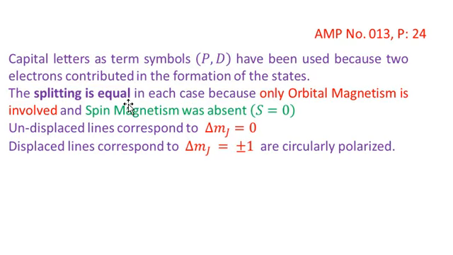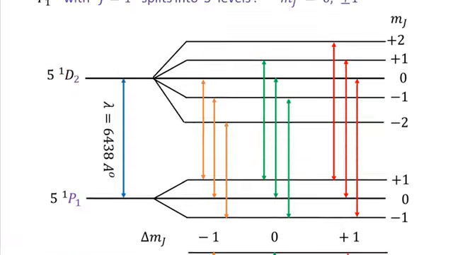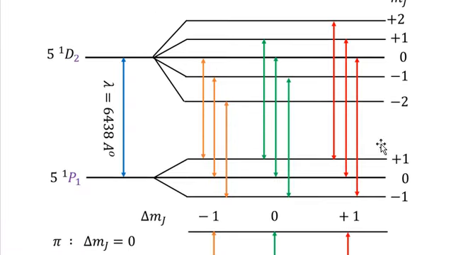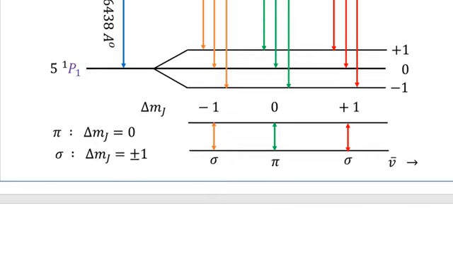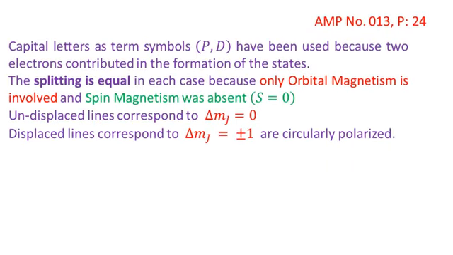Now the splitting is equal in each case because only orbital magnetism is involved and spin magnetism was absent. If someone asks you why the separation between the splittings is constant, the reason is that we are dealing only with the pure orbital magnetism case. That is, spin magnetism is absent in this case. That's why the splitting of the levels is constant.